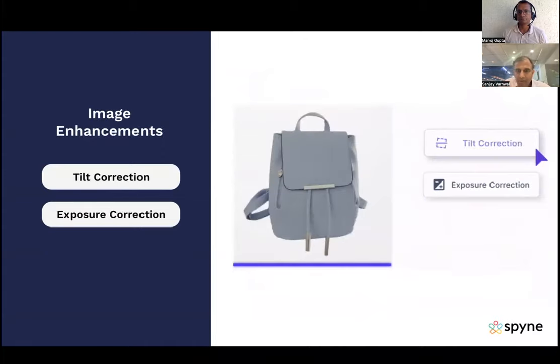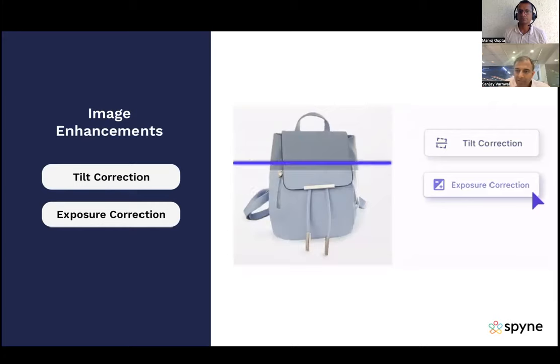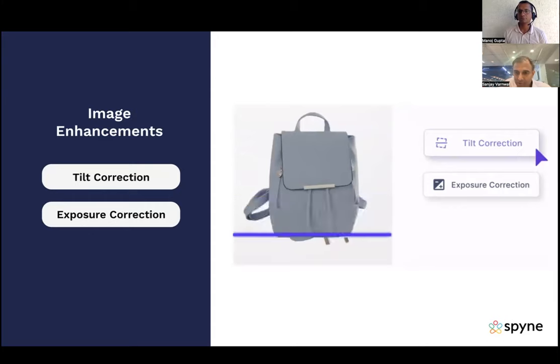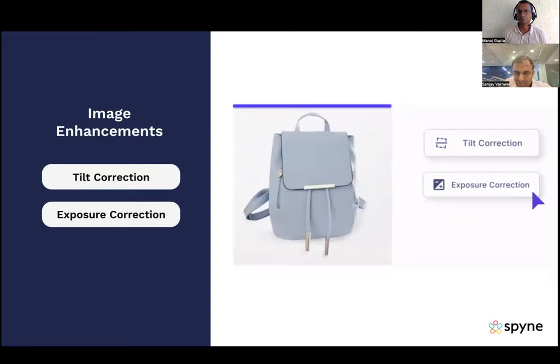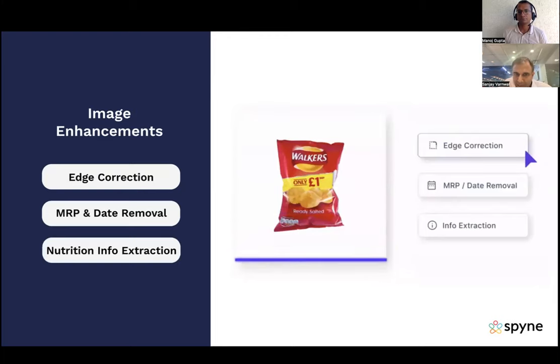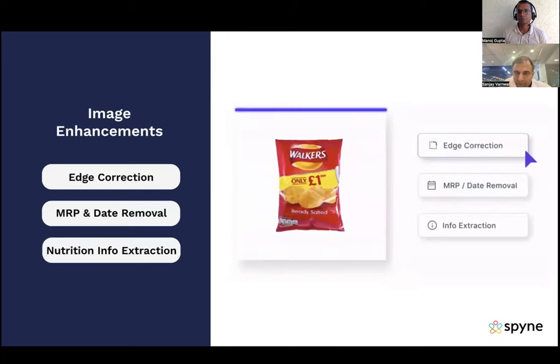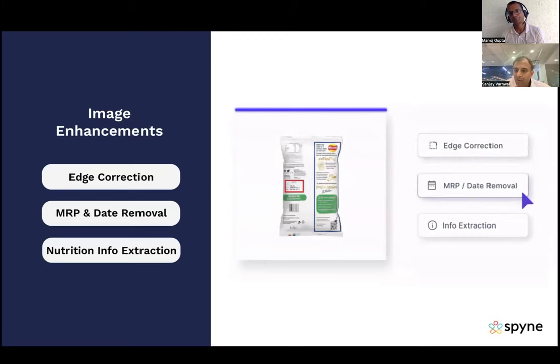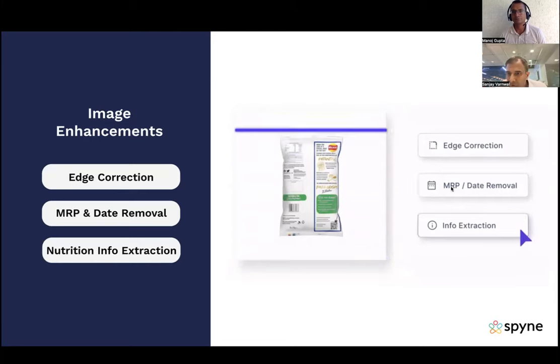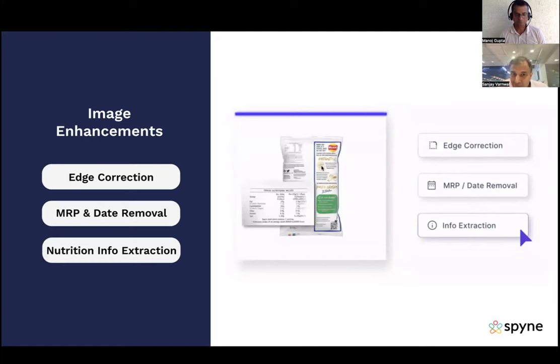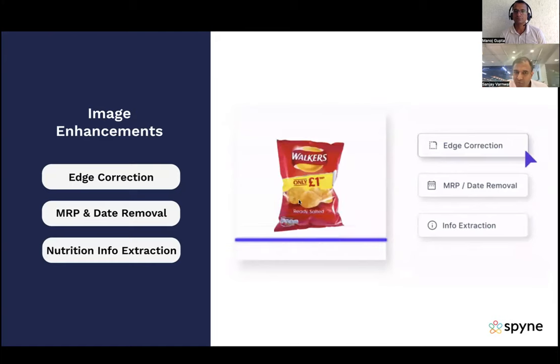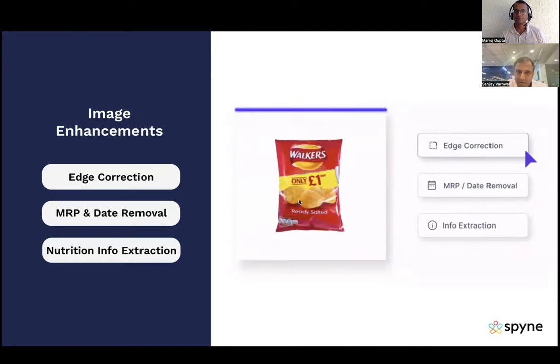This is one set of models that we have where we transform. Second, we auto-detect the tilt of the image, no matter what the category is, and we correct the alignment. Using the APIs, we also detect and correct the exposure of the image. Then there are packaged goods which you are not able to shoot properly. We have built a model that can auto-correct the fold part, right? We auto-remove the MRP dates, all of these things, and auto-extract the information from that particular package. So this is applicable across all kinds of packaged goods.